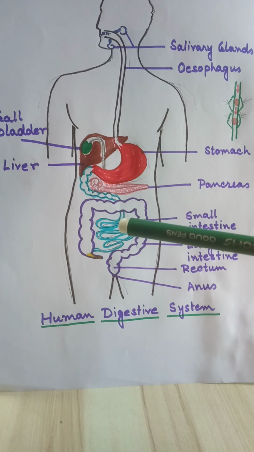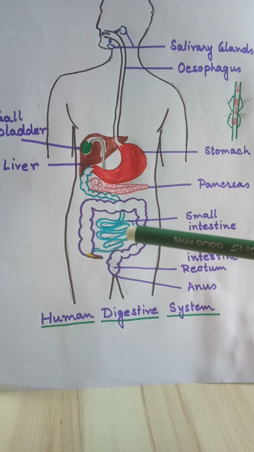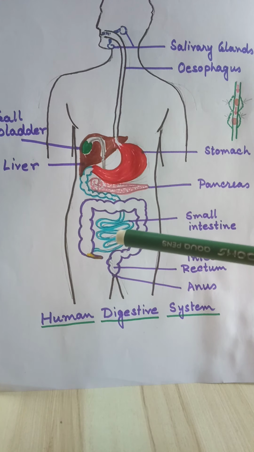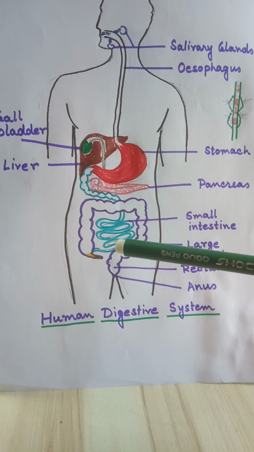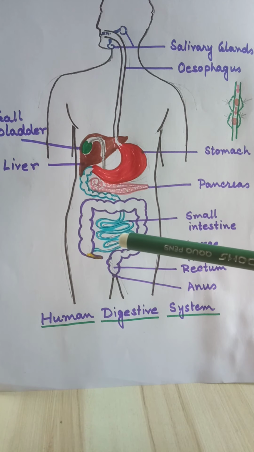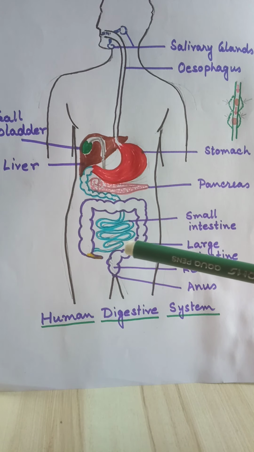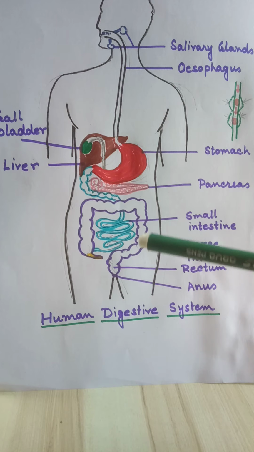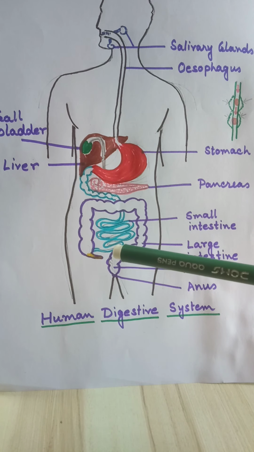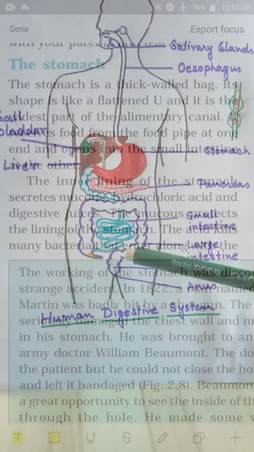Now this partially digested food goes to the lower part of the small intestine, where the intestinal walls secrete digestive juices and digestion is completed. The carbohydrates change into glucose, fats into fatty acids and glycerol, and proteins into amino acids.